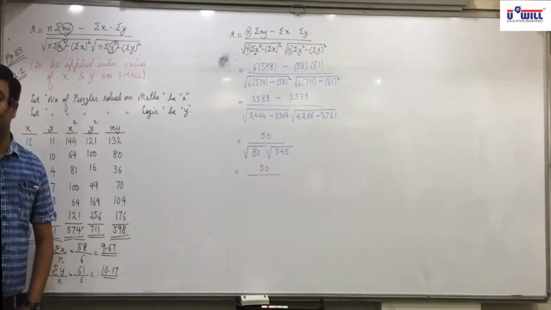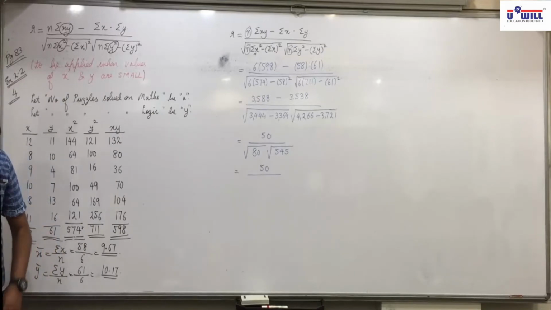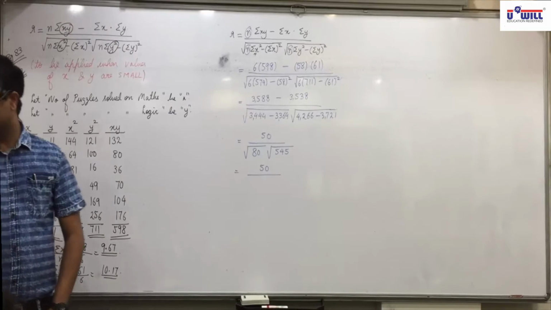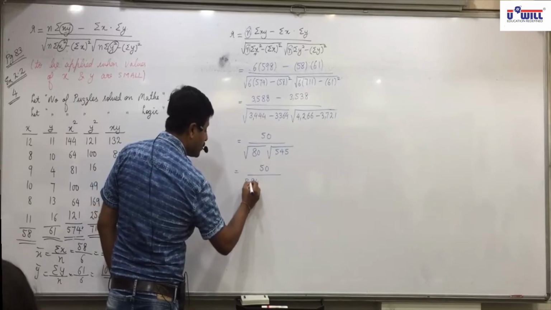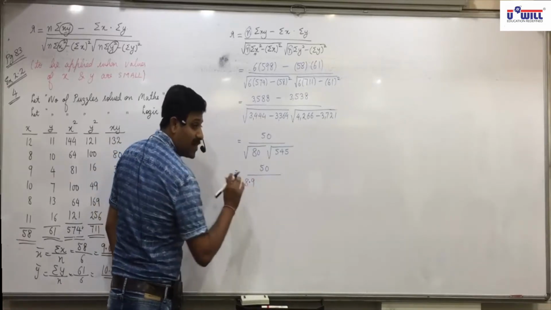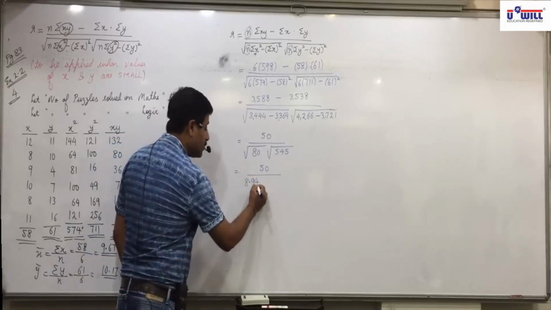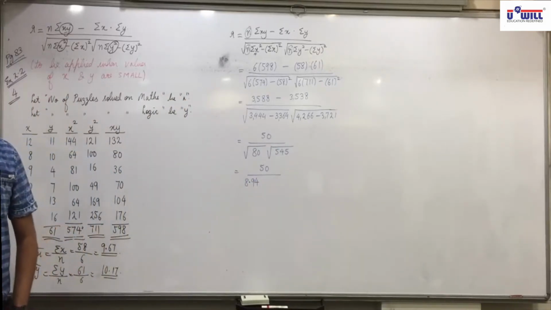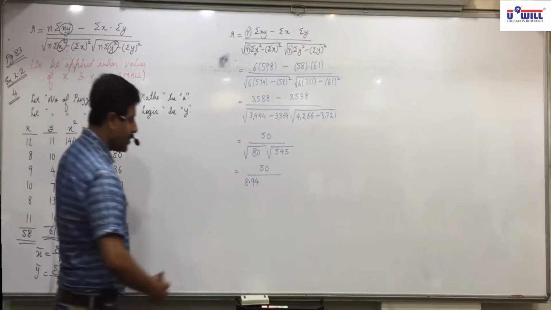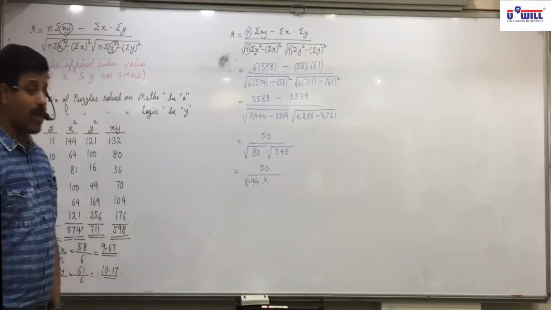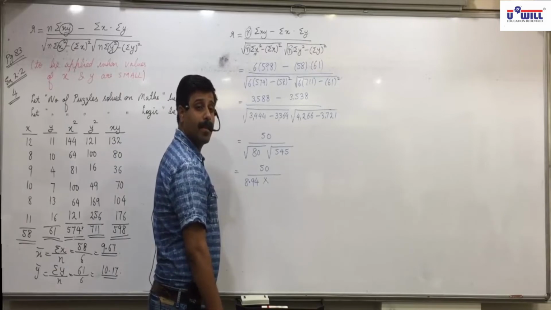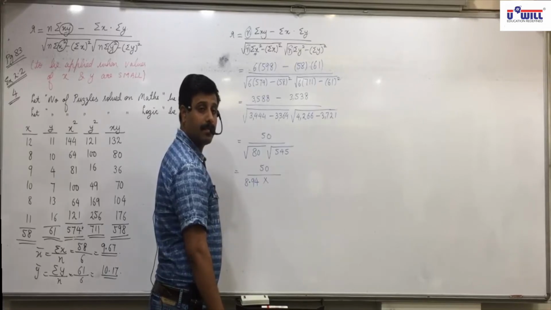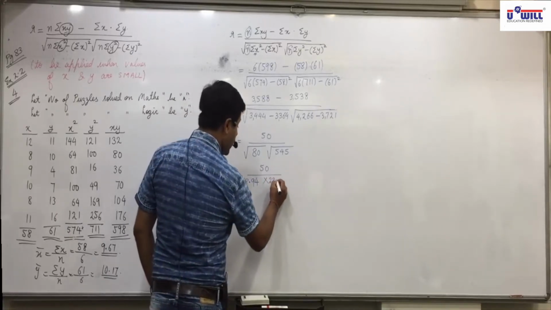Now 50 upon square root of 80, Khushbu. 8.94. After 4 what is it? 4. After 4 again this 4 only? Then 94. If the third digit is 5 or more, you'll increase it. Okay? Into square root of 545, 23.35.